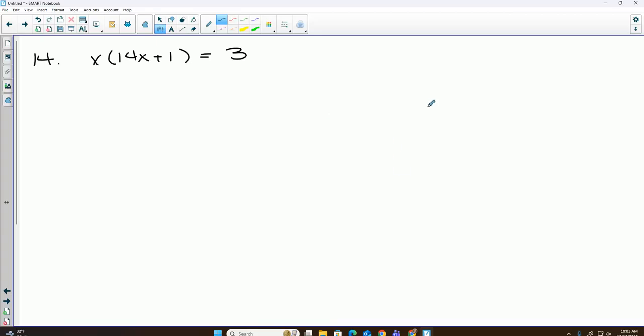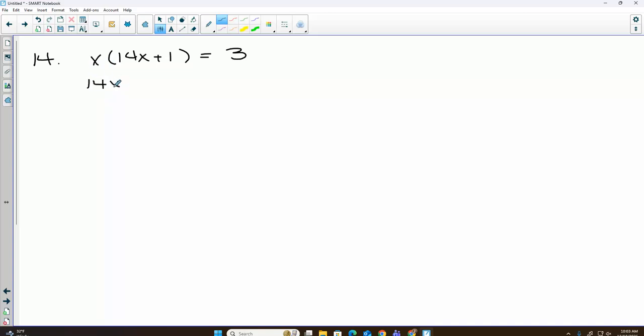On these quadratics, unless we are able to do the square root method, we have to get it equal to 0. When I look at this, it's equal to 3. This is not just an add a square root to each side problem. So we need to first multiply it out.